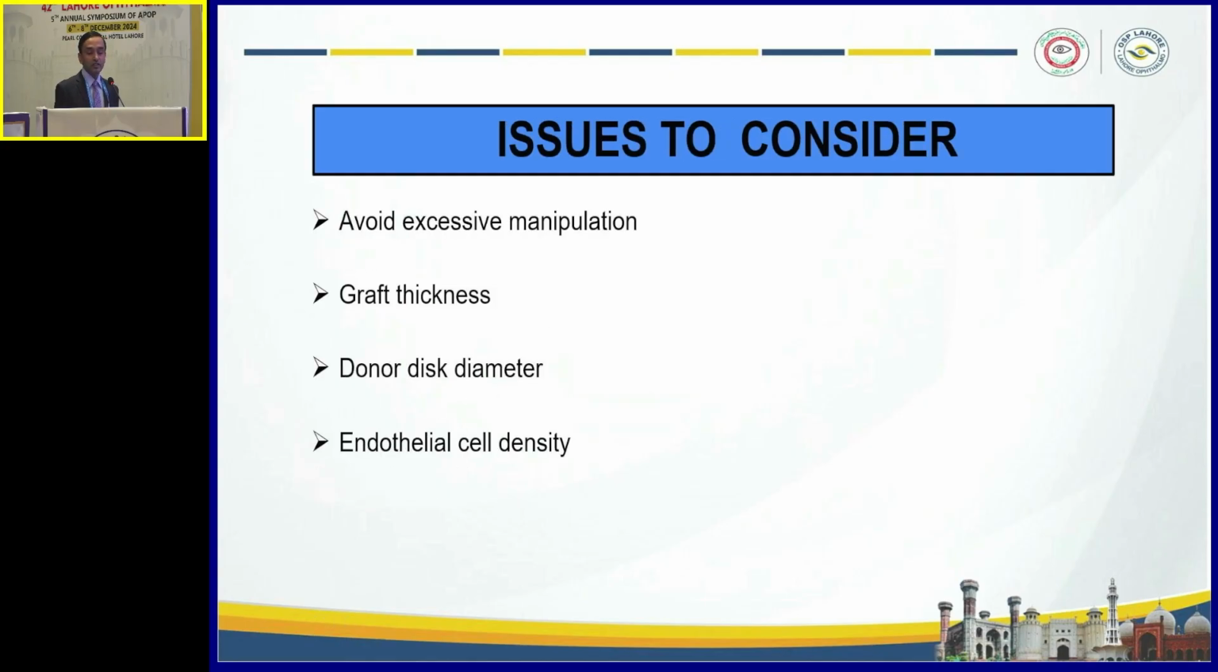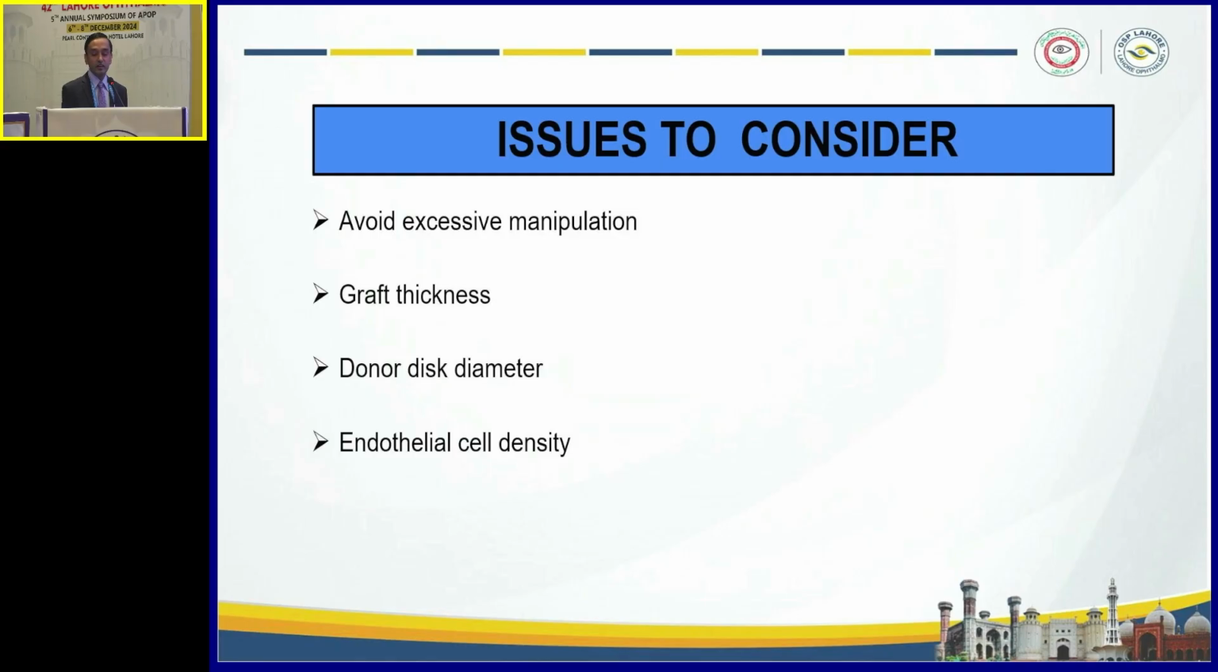To minimize endothelial damage, excessive manipulation of the donor should be avoided while preparing tissue. Secondly, thinner DSAEK tissue leads to better visual outcomes. Donor disc diameter should be approximately 3 mm less than the smallest diameter of the recipient cornea, and on average it is between 7 to 9 mm.